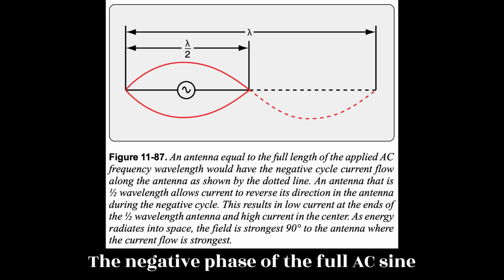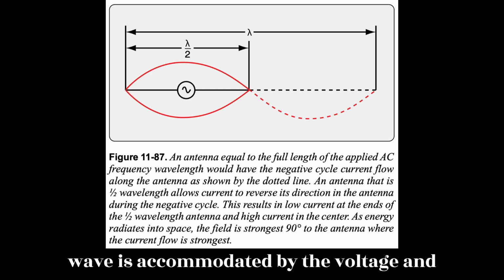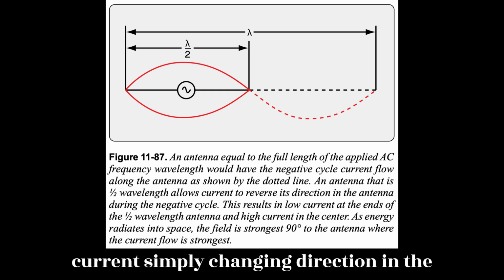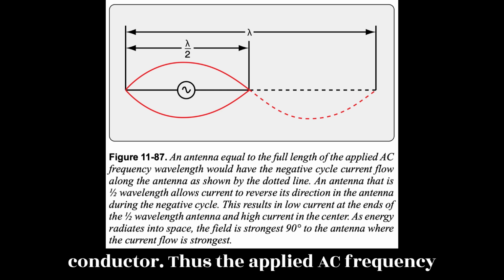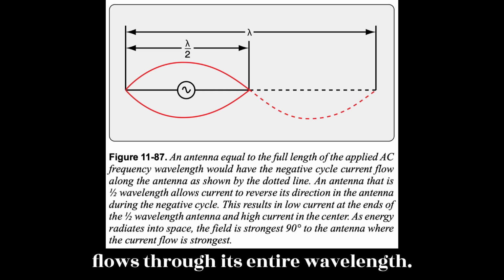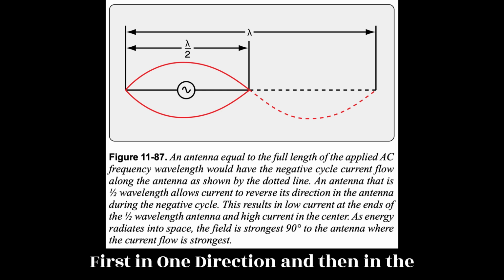The negative phase of the full AC sine wave is accommodated by the voltage and current simply changing direction in the conductor. Thus, the applied AC frequency flows through its entire wavelength, first in one direction and then in the other.